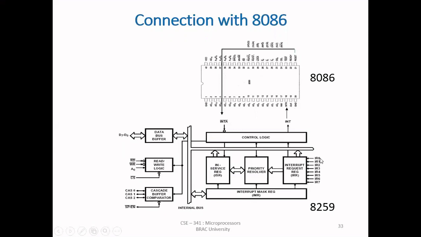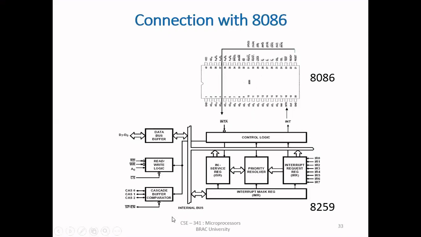In this mode, IR0 input has the highest priority, the IR1 input the second highest priority, the IR2 input the third highest priority, and so on, so that the IR7 input has the lowest priority. What this means is that if two interrupt signals occur at the same time, the 8259A will service the interrupt with the highest priority first, assuming that both inputs are unmasked. What does unmasked mean? It means enabled, okay? Assuming that both inputs are enabled in the 8259A.